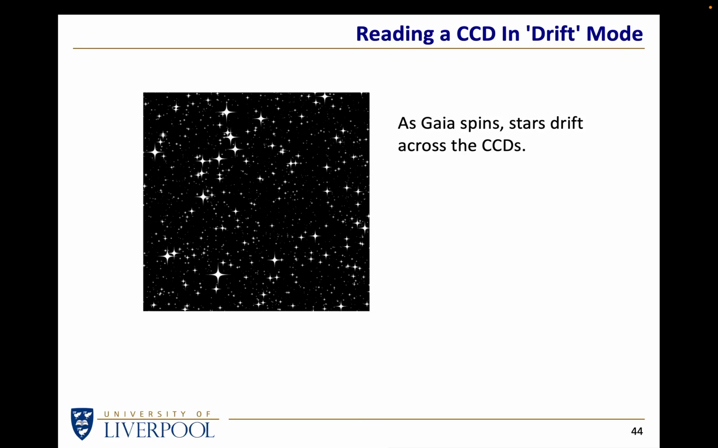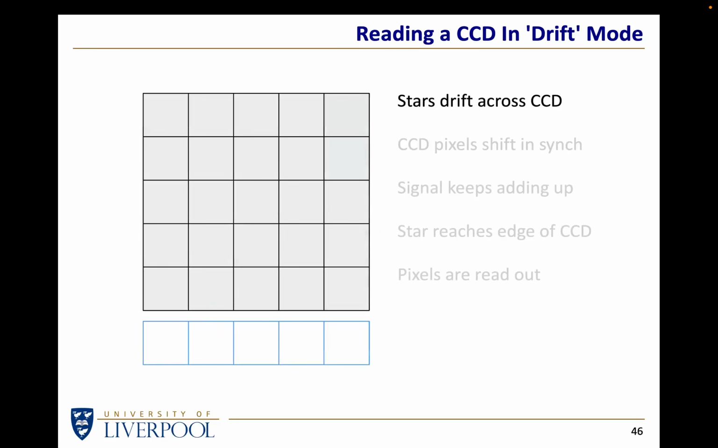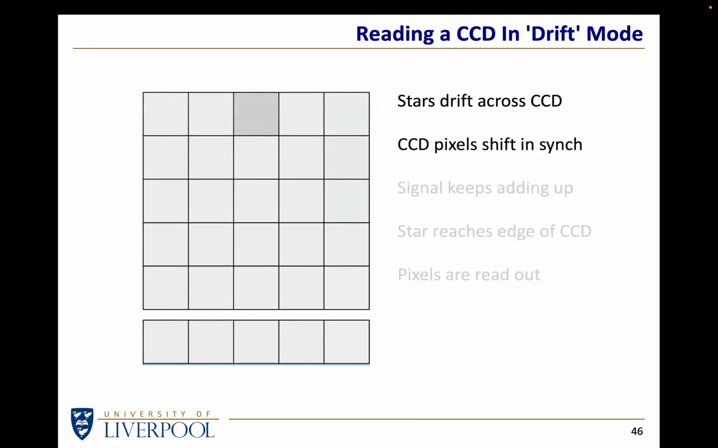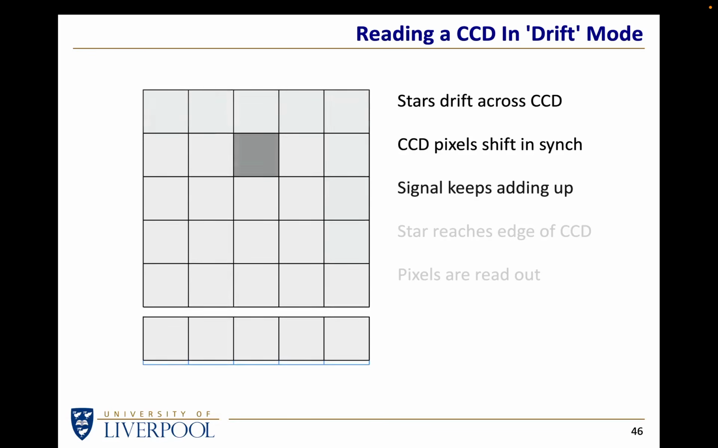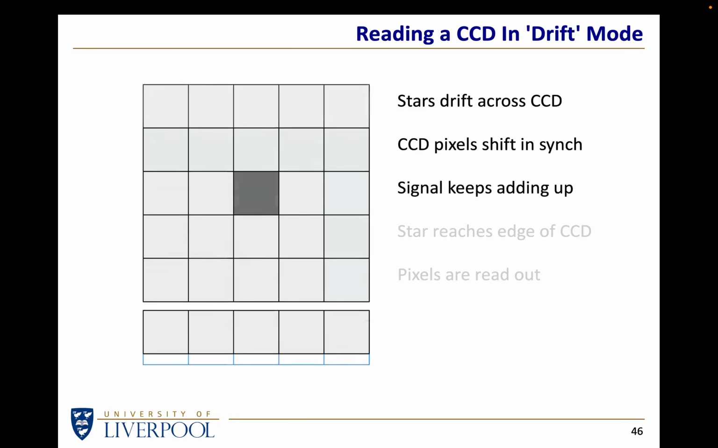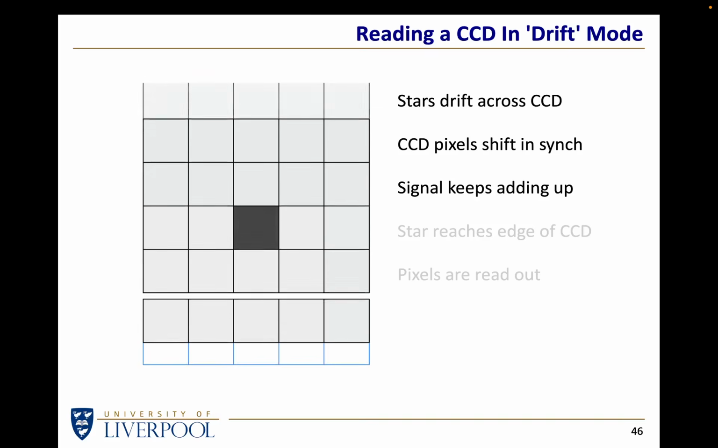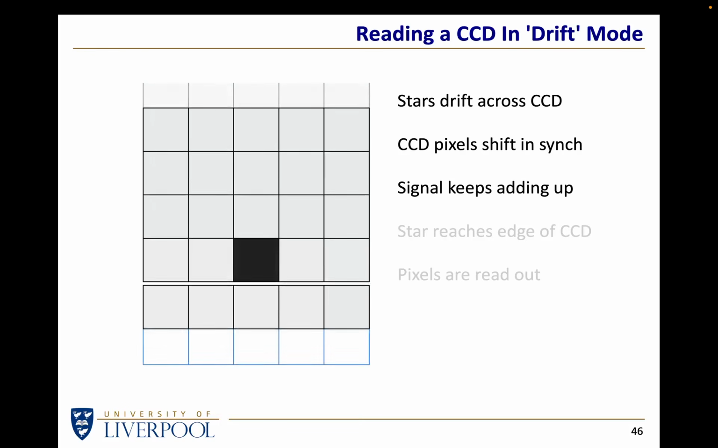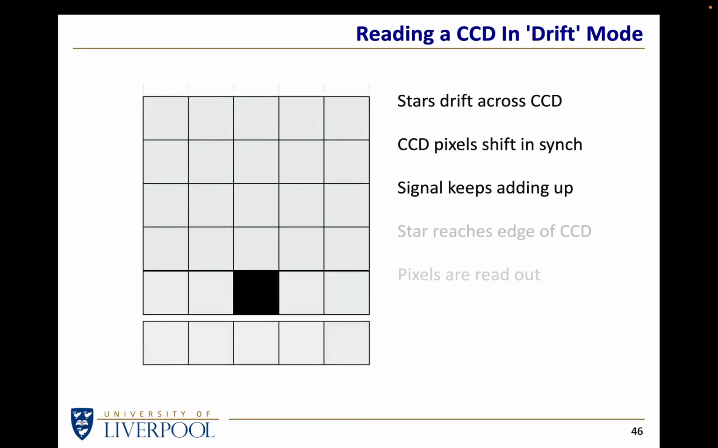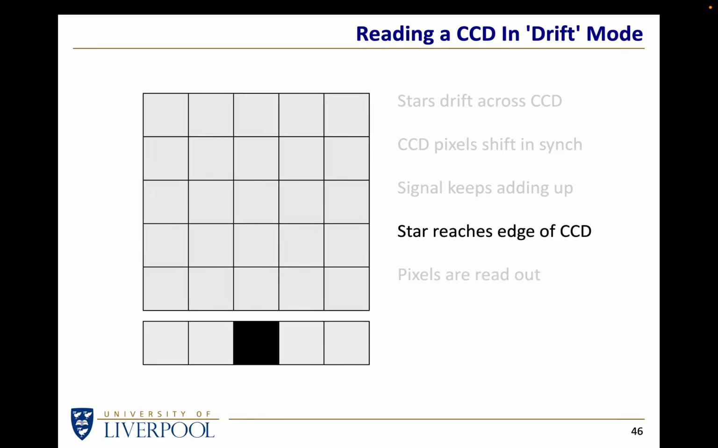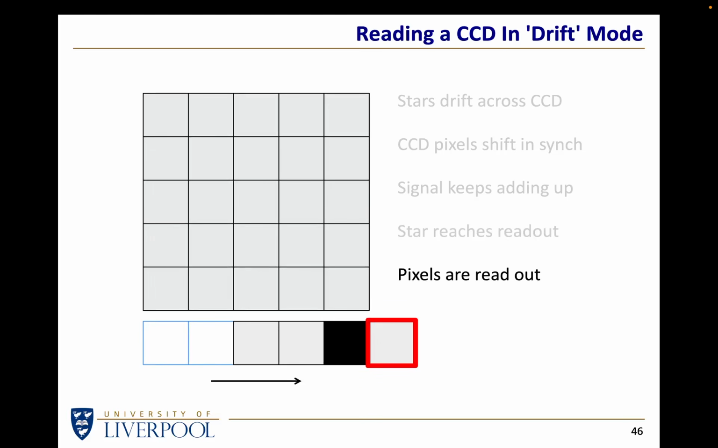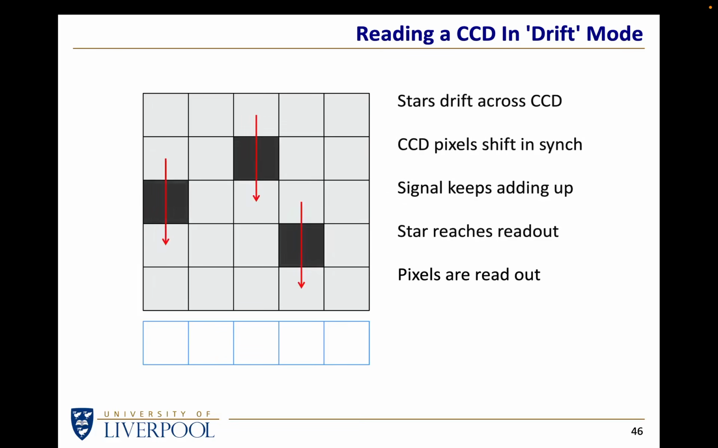The clever bit is they take the CCD, and as the stars drift, they shift the pixels down at exactly the same speed. So a star is always hitting a pixel, and the image data is building up as it shuffles down. Once it eventually reaches the edge of the CCD, the data is read out, and when they find something, they say, right, there's a star. They make a note of the time at which that star hit the edge of the CCD.